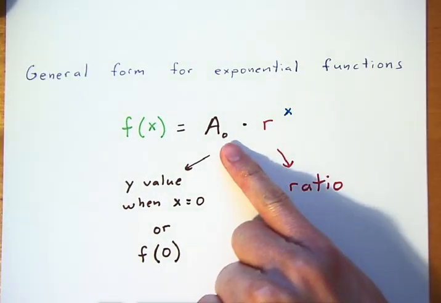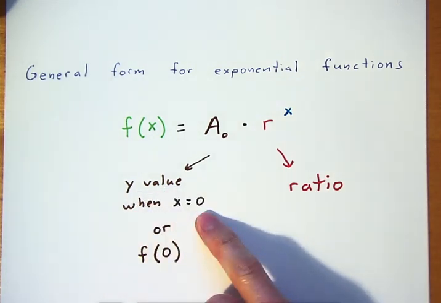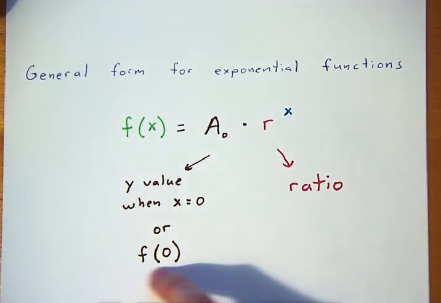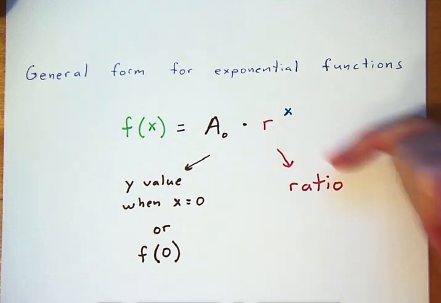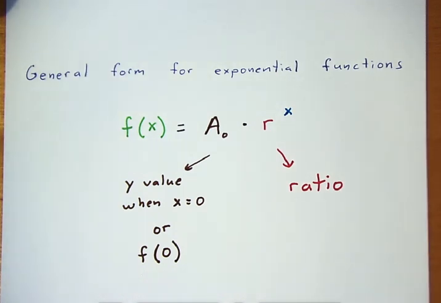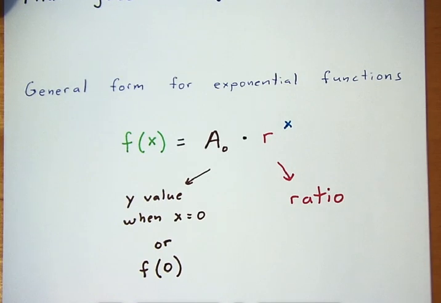This a of 0 is your y value when x equals 0. Or, if you want to think about it, it's just your f of 0. This r right here is your ratio, or how much you multiply to get the next number. All right, so let's do an example of creating an exponential function.